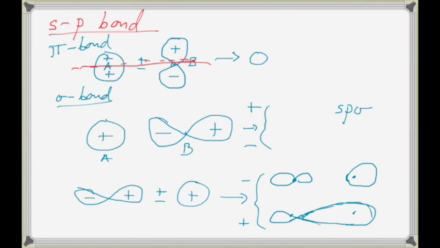So those are the, what have we got? 1, 2, 3, 4 types of bonds that we're going to get in these semiconductors we're going to be dealing with. The SS, which is sigma. You have PP sigma, PP pi, and this SP sigma.